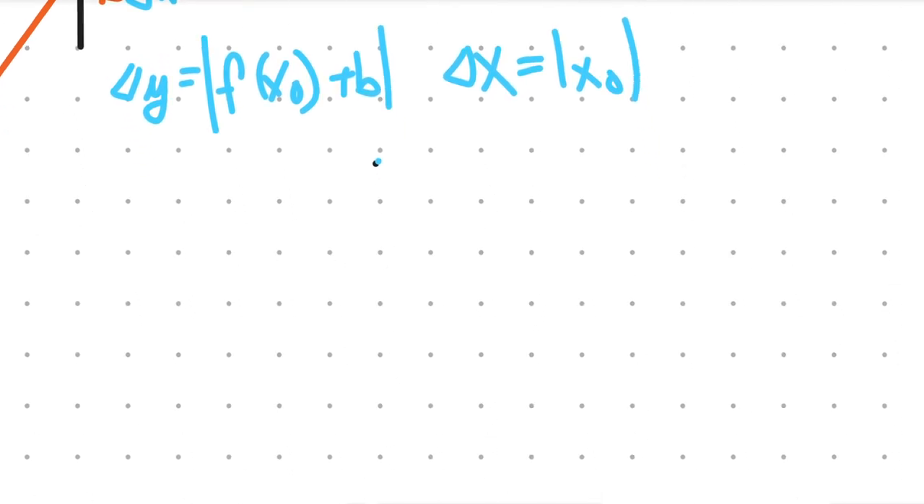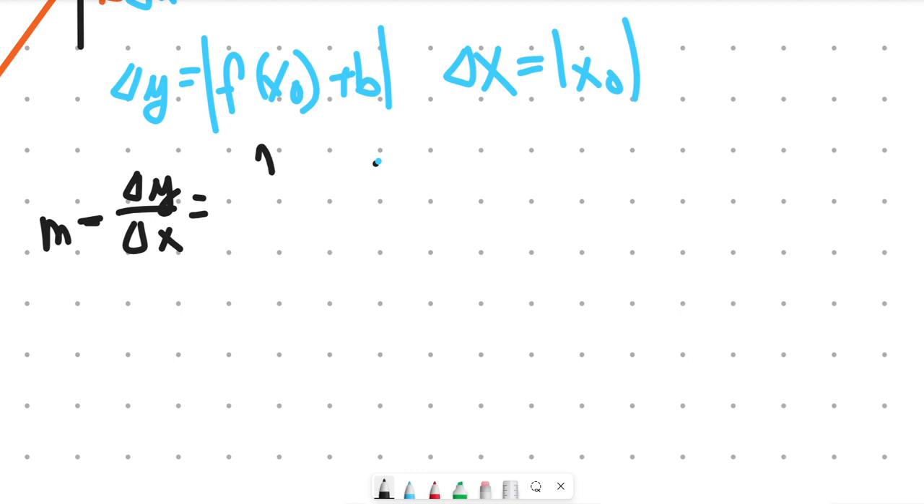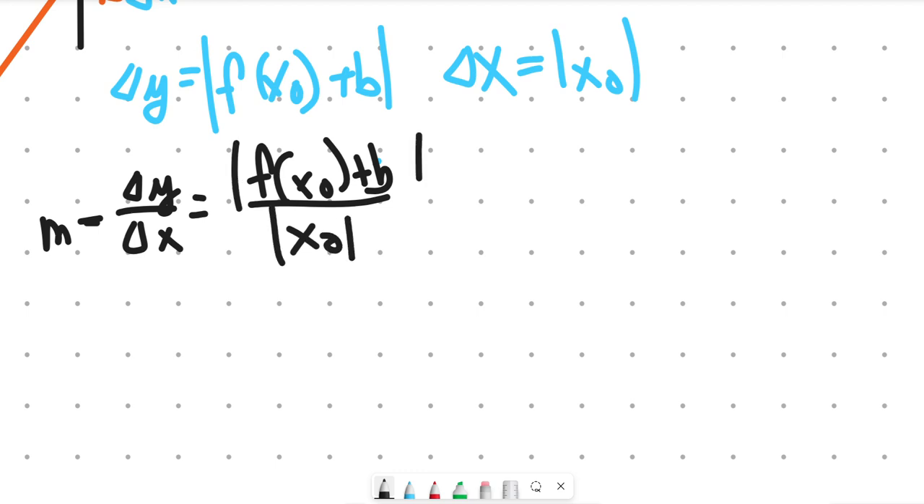Okay, now let's talk about the rise over run. So m is equal to delta y divided by delta x, which is also equal to the absolute value of f of x naught plus b divided by x naught. Okay, I can just put in the whole absolute value thing.